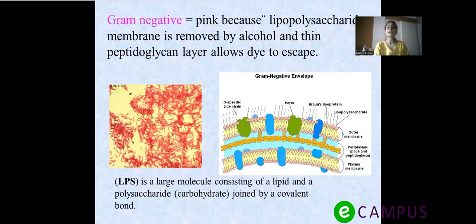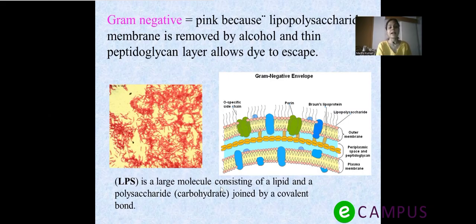So gram-negative bacteria are pink because the lipopolysaccharide membrane is removed by alcohol, and the thin peptidoglycan layer allows the dye to escape. Clear? So LPS is a large molecule.